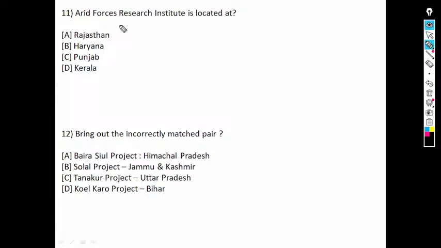Next, look: the arid forest research institute. The arid research forest institute is located at Rajasthan, Haryana, Punjab and Kerala. Arid research, it is located in the state of Rajasthan. We'll discuss this one. Then bring out the incorrectly matched pair, friends.